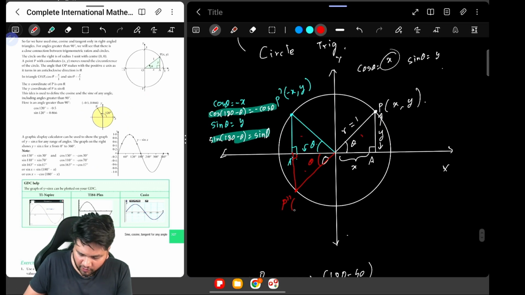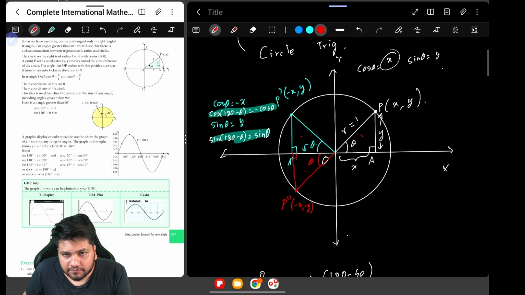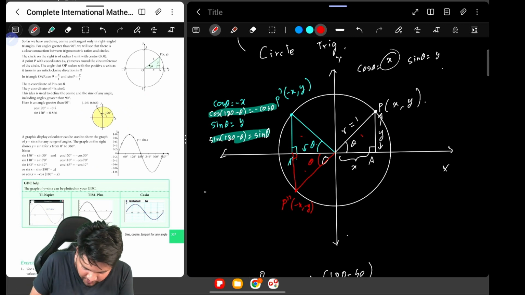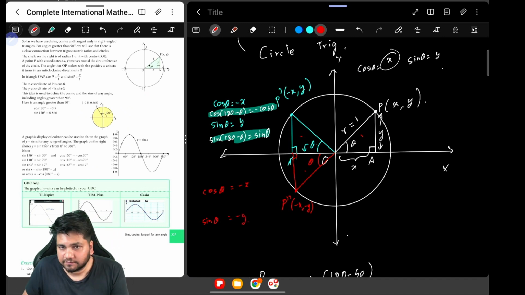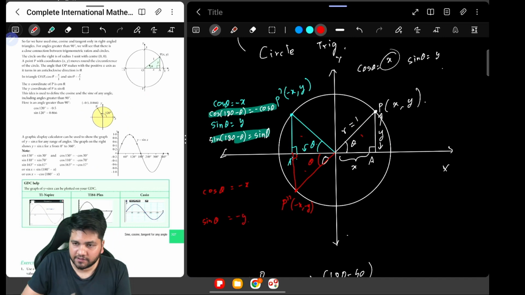Now the coordinates of p double dash would be what? x is negative, y is also negative. Do you agree, everyone? Yes, sir. Now this time I am talking about cos of red theta, and here I am talking about sine of red theta. Cos theta would be minus x and sine theta would be minus y. Do you agree? Because it is going down on the left side, that's why. Correct? Do you agree, everyone?